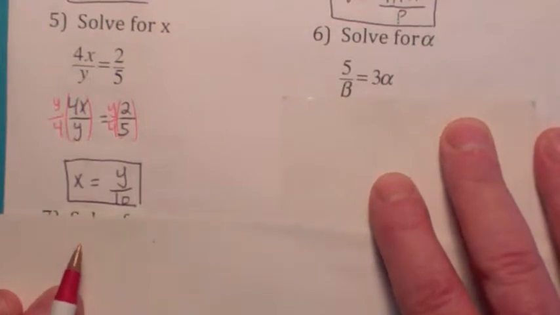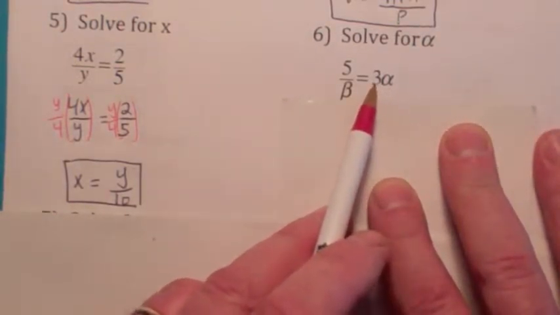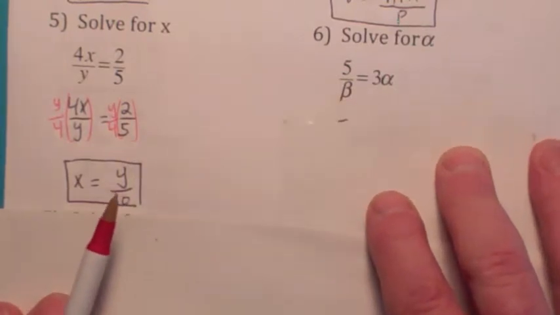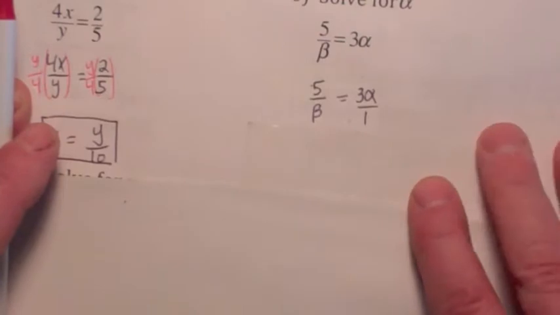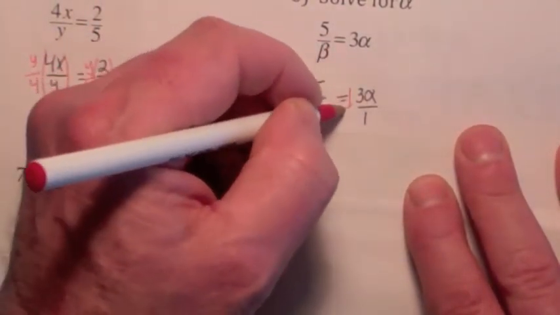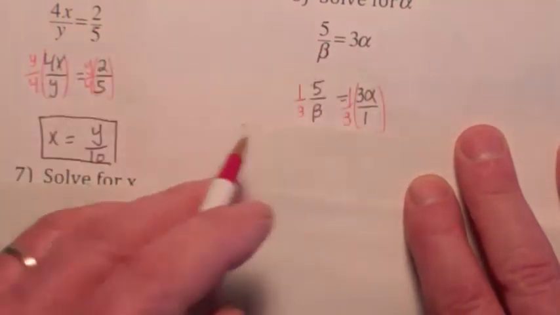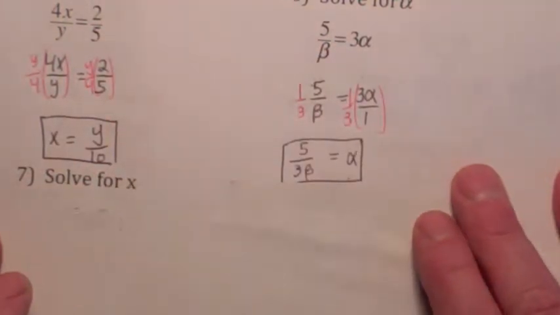On this one, let's see, you're trying to solve for alpha, and the coefficient of alpha is 3, so you can divide by 3. This might be easier to think of as multiplying by 1 over 3. Let's multiply both sides by 1 over 3. On the right side you get alpha, on the left side you get 5 over 3, or 5 beta over 3.